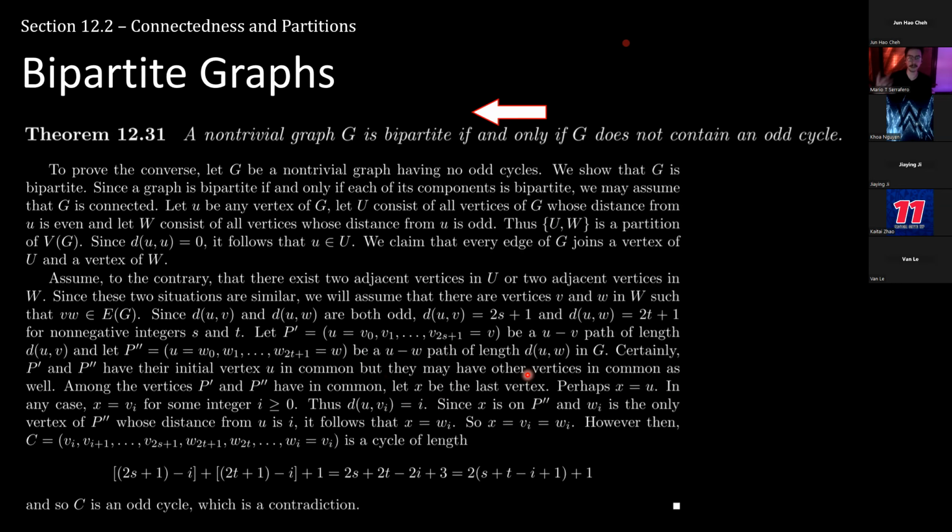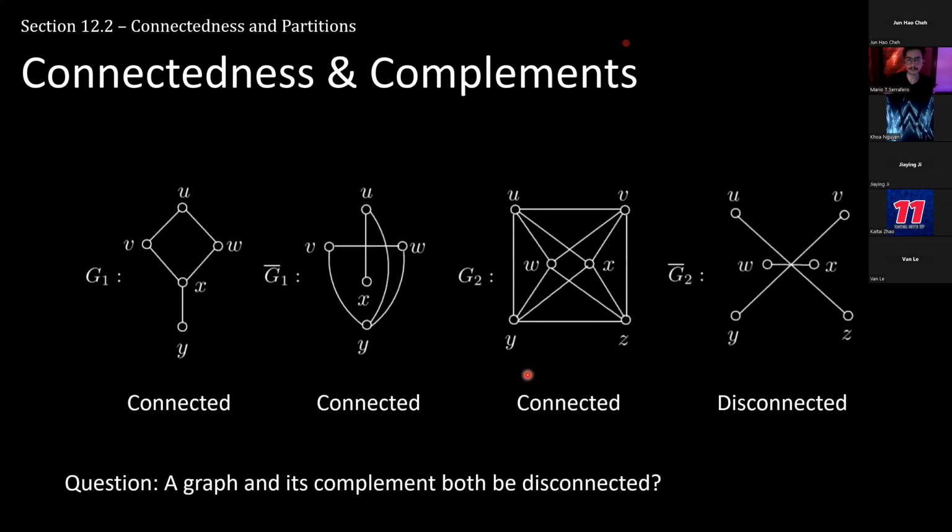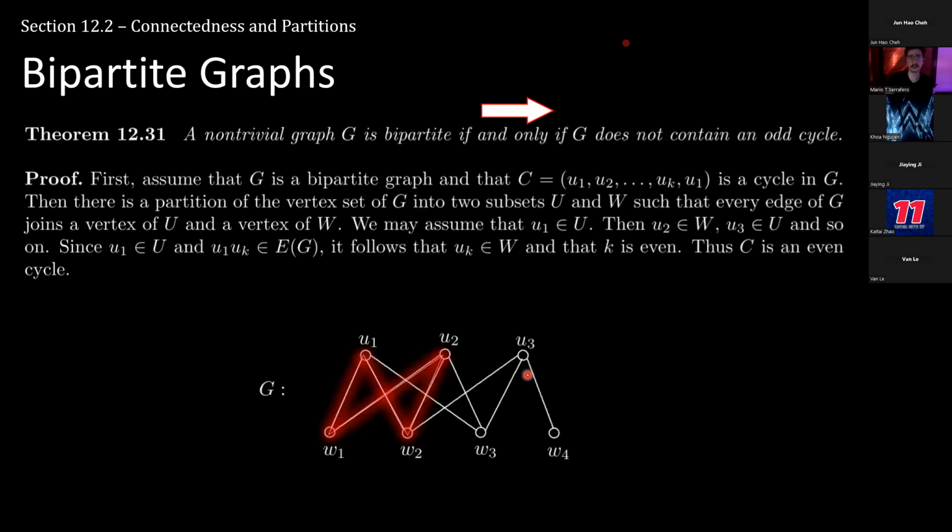Okay, so then there's the other direction. This proof is way nastier, and there's no complementary intuition to go along with it that is simple to explain in a picture. But anyway, that's just for the proof. So the important part is that a non-trivial graph G is bipartite if and only if G does not contain an odd cycle. And likewise, if G contains an odd cycle, then G is not bipartite.